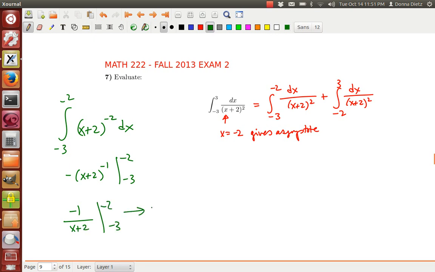And so what do we get? We get -1 over (-2 plus 2) minus -1 over (-3 plus 2). This piece is okay. That's fine. That's not where the problem is. The problem is this bit over here, 1 over 0 is infinity. And of course, this is really, really bad.